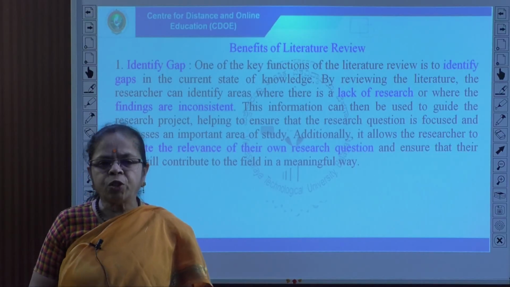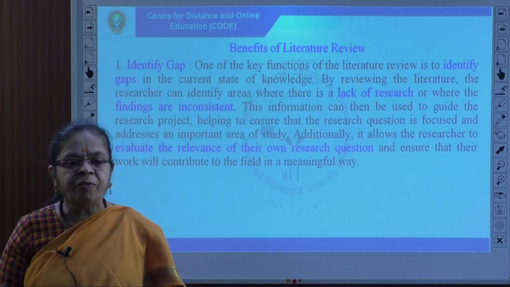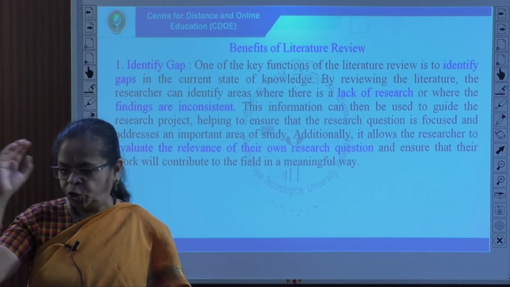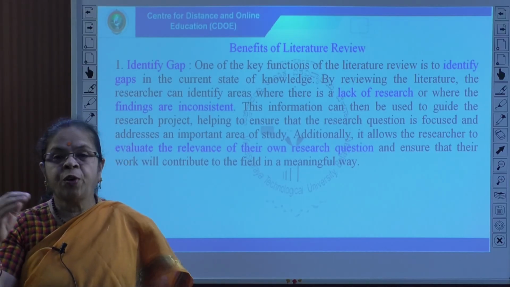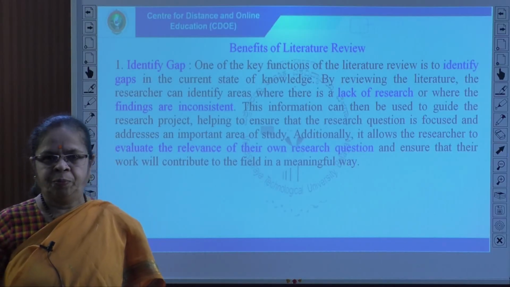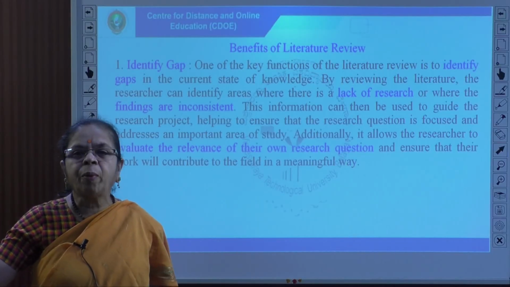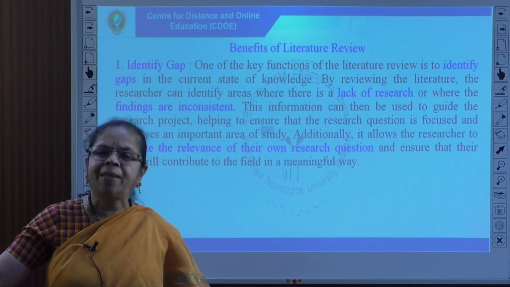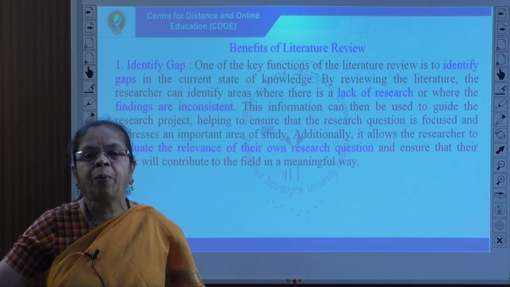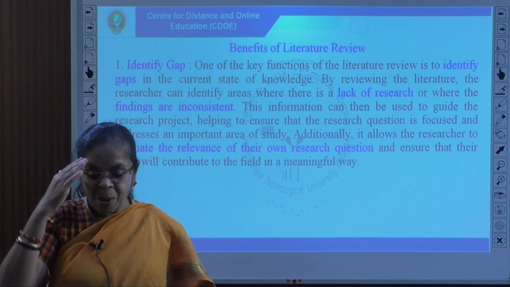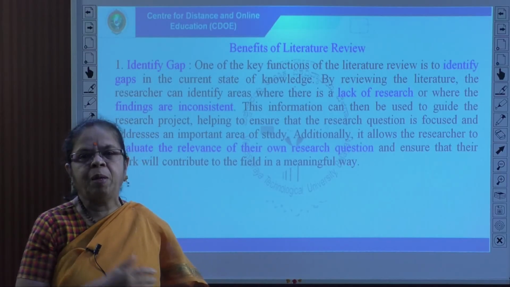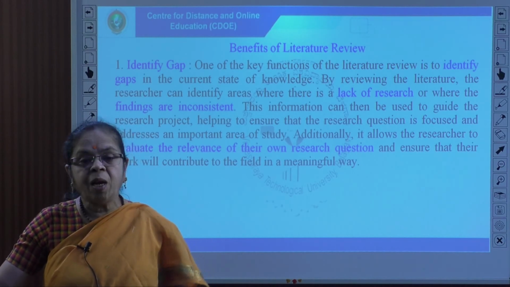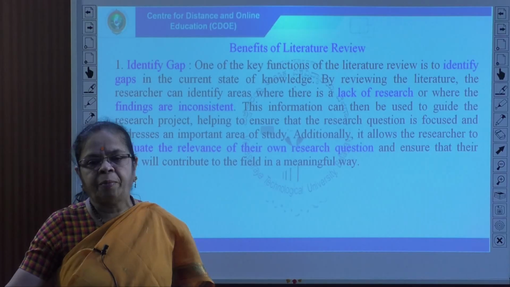So, one of the key functions of the literature review is to identify the gaps in the current state of knowledge. So, your review should be up to date. If it is 20th January 2025, you should look at all literature up to 19th January 2025. Why? Because some idea you are thinking of publishing may have been published yesterday. Clear? So, it is very, very important to be up to the current time.